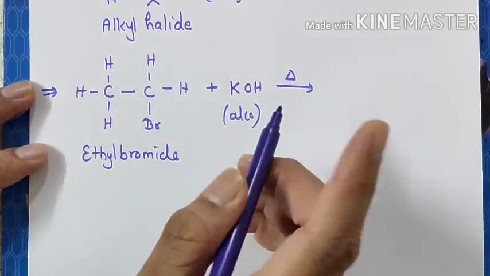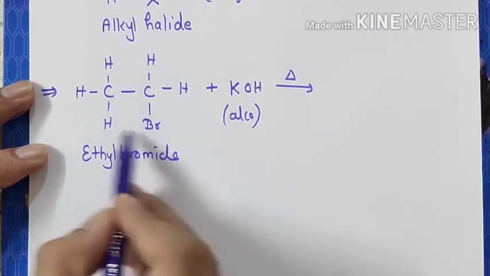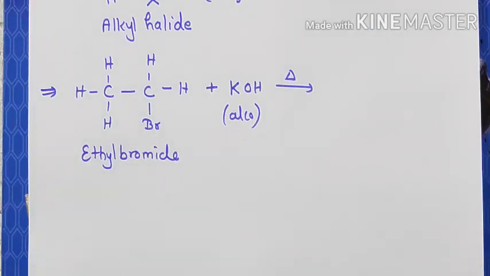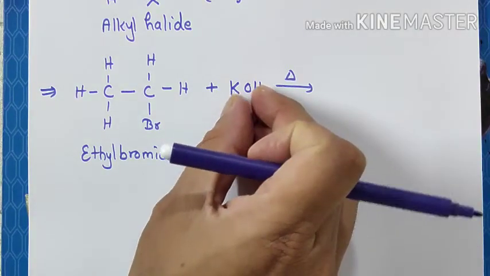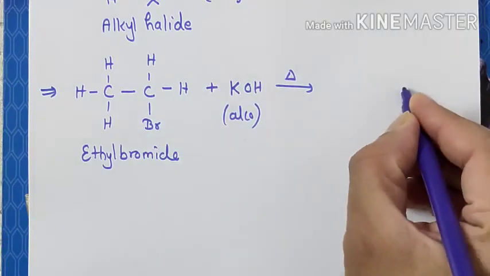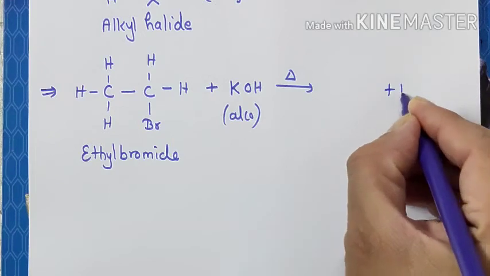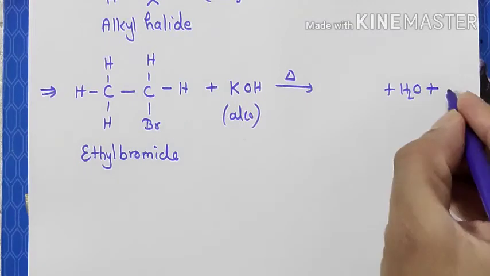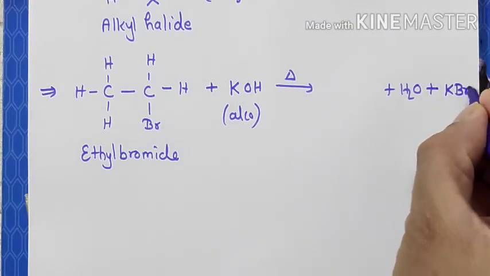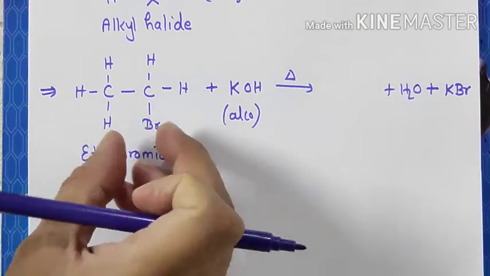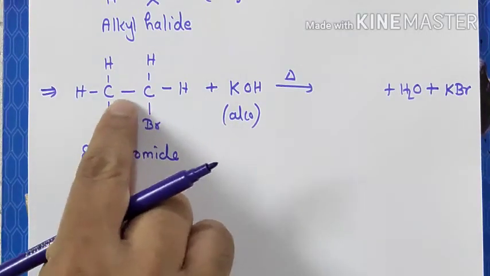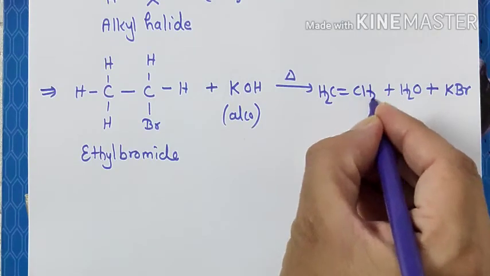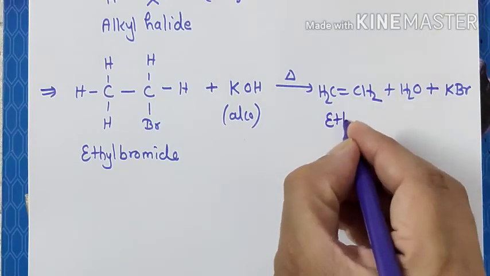Understand, students, it will not result in the formation of HBr. Many times students make a mistake in that. No, HBr is not formed. What is formed? Actually, this OH combines with this H, so it results in the formation of H2O. This K combines with Br, so it results in the formation of KBr. And since they go out here, there will be formation of a double bond, so it results in the formation of H2C double bond CH2, that is nothing but alkene, that is ethene.